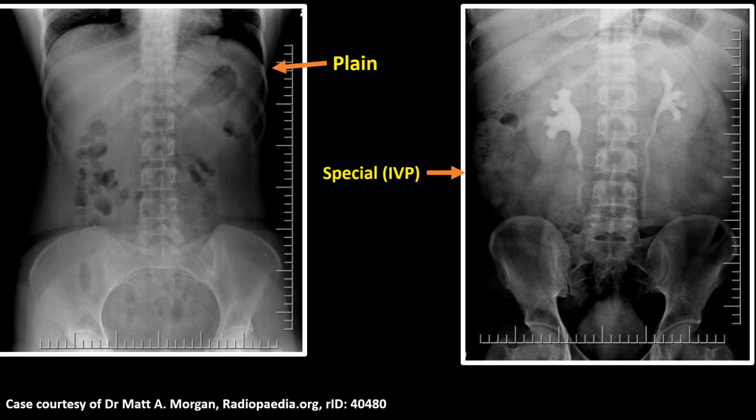Plain or special. If an X-ray is taken without any special technique, then it is known as a plain X-ray. As we can see, this image is taken without any special technique, while this X-ray is taken with intravenous pyelography, which is a special technique. So this X-ray film is said to be a special radiograph.